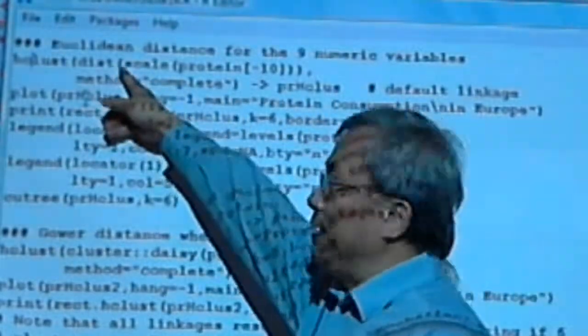So this is agglomerative hierarchical clustering. hclust requires a distance matrix. And dist again is a built-in function that comes with the standard distribution to calculate distances for a data matrix, the data frame. And we calculate the distances.